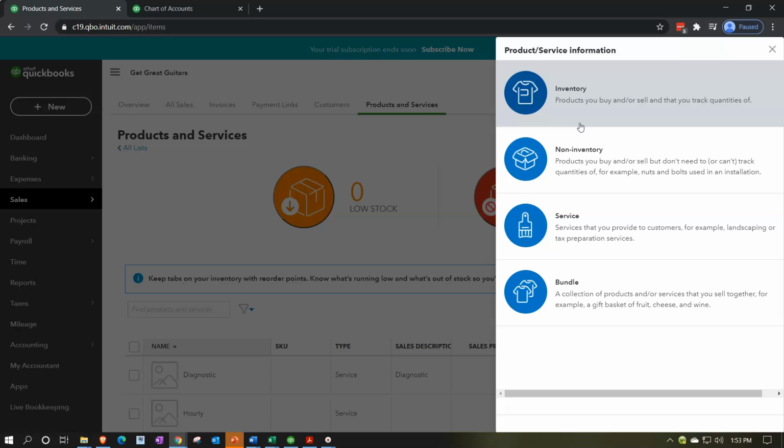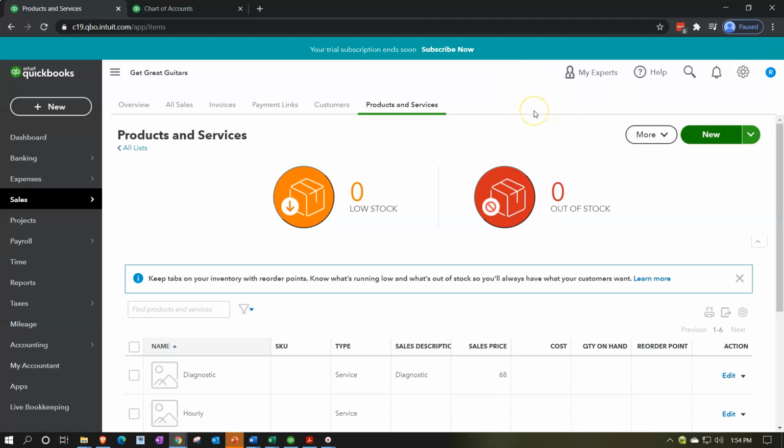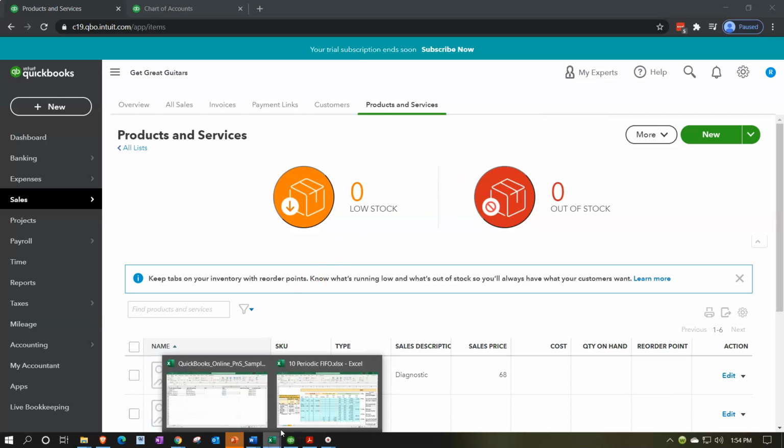we'll set up the inventory item. Now, we will do that next time. We'll set up the inventory items next time. But just want to note that if you have inventory, you're not required to do that. You could have another system that might work fine for what you're doing.